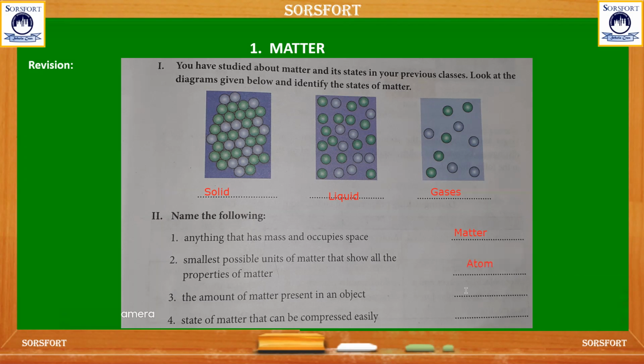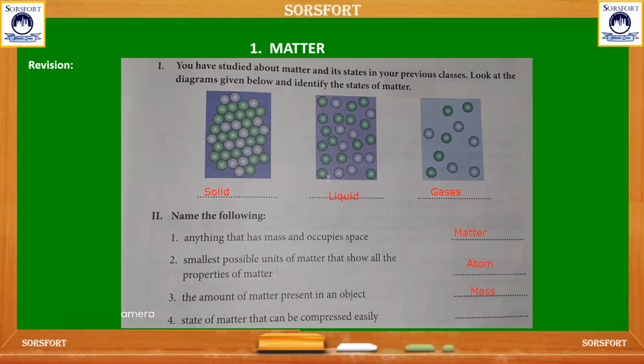Now, the amount of matter present in an object is known as mass. Now, the state of matter that can be compressed easily. You can see here solid. There is no space between the molecules, so it is very hard to compress.